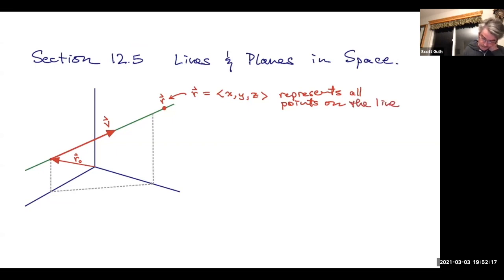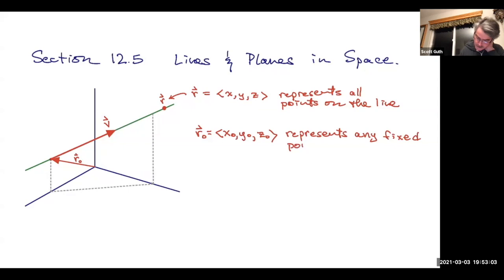Okay, R0 represents sort of an initial point, but it could be any fixed point. And unfortunately, you're going to hate me because I'm going to say, oops, because what I wanted to do was give it coordinates as well. So R0 is going to be x naught, y naught, z naught. And that's going to represent any fixed point on the line.